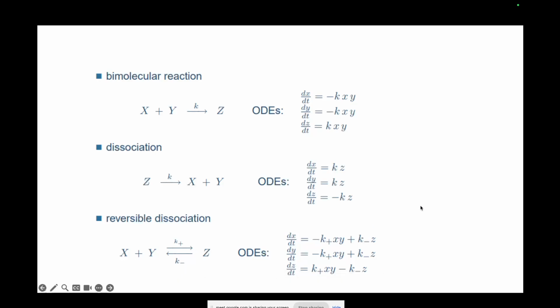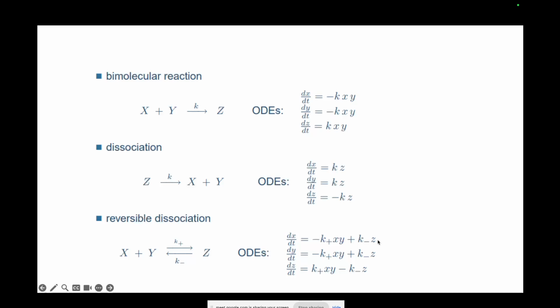Now, if you want to write the equation for dx/dt, there are two components of the equation. One, X is getting used up to form Z, and again Z is getting broken down to form X. So there are two components. Firstly, X is getting used up to form Z. So there's a negative of K plus, so negative K plus times X times Y. Same thing that we discussed here. And the second part is Z getting used up to form X and Y, which in this case makes your K minus term positive. So plus K minus times Z.